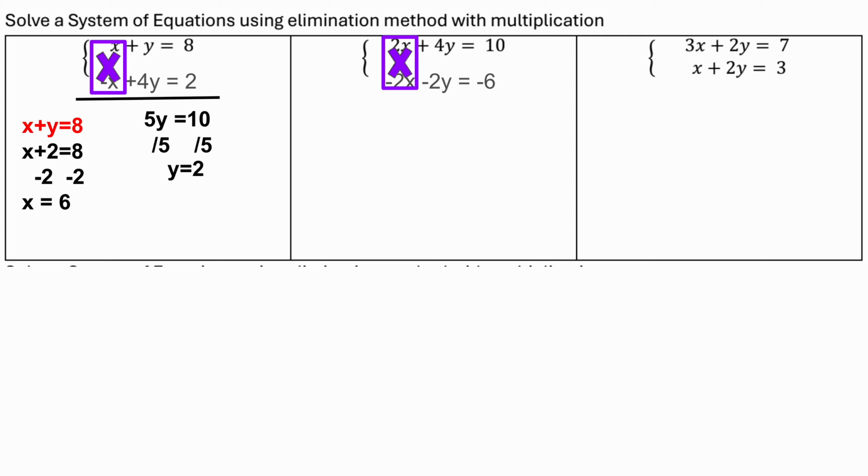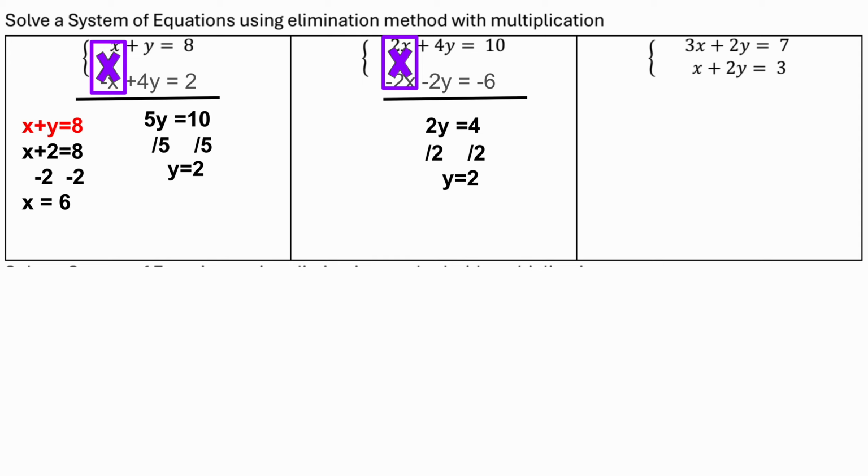And what's left here is 4y minus 2y is 2y. 10 minus 6 is 4. To get y by itself, or solve for y, I'm going to divide each side by 2. And I'm going to get y equals 2.